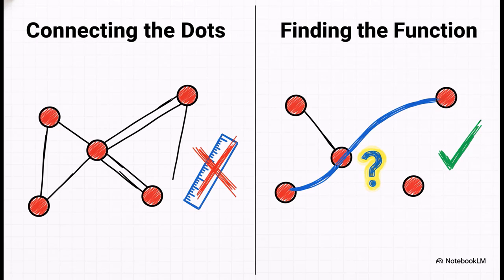This is about discovering the underlying function that probably describes the relationship between these points. We're trying to make a really smart mathematical guess about what's happening in those gaps. And, as you'll see, Lagrange's method gives us an incredibly elegant way to do it.